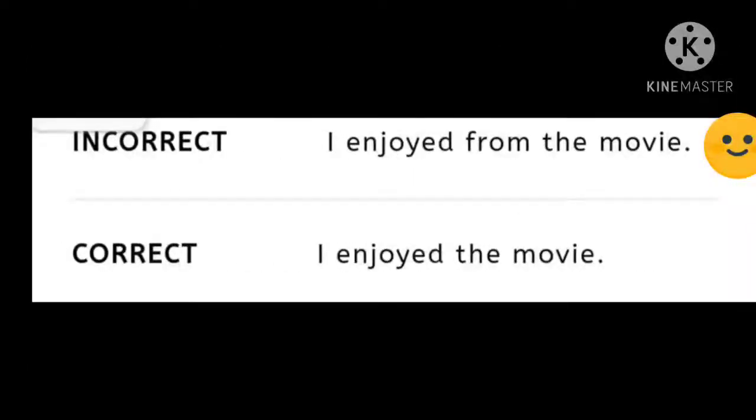I enjoyed from the movie. So, I enjoyed from the movie is not the correct way. From is not the suitable preposition here. I enjoyed the movie. No preposition is required here. I enjoyed the movie. Okay.